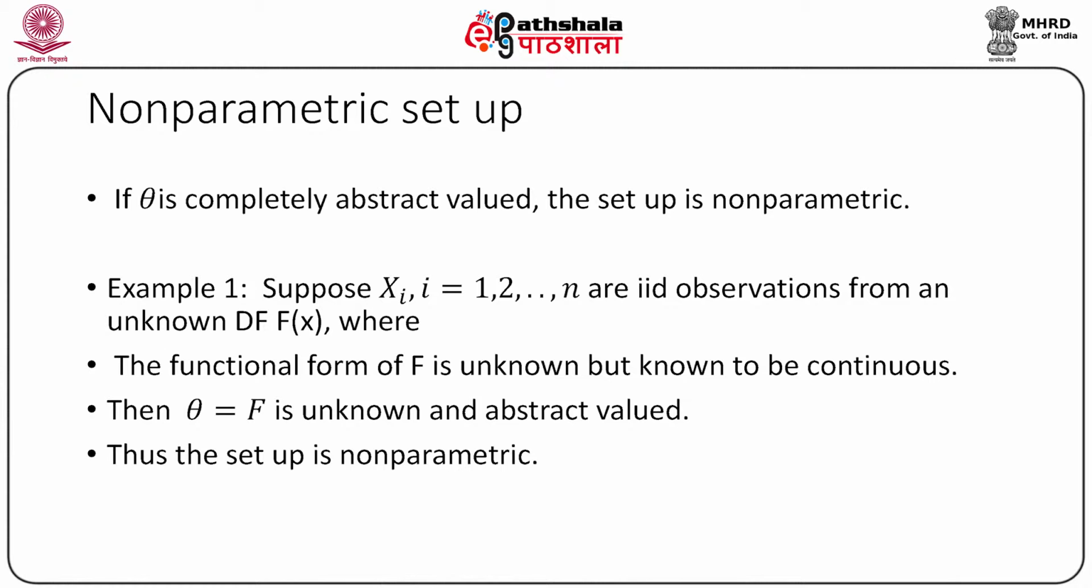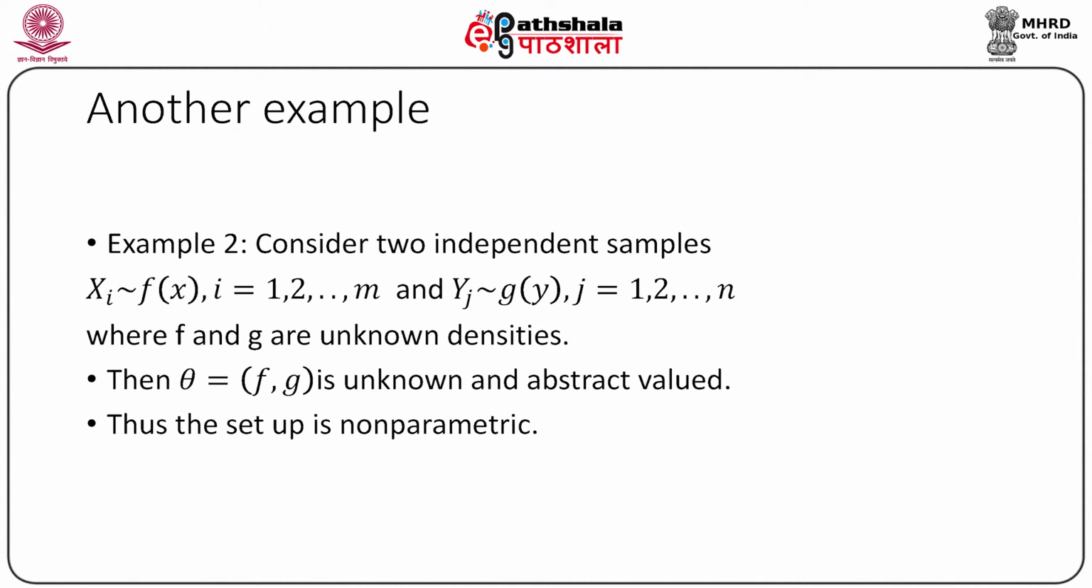Therefore, omega, the space of theta, is the class of all absolutely continuous distribution functions. Therefore, the setup is nonparametric. Let us consider another example with two samples. Suppose Xi, i from 1 to m, and Yj, j running from 1 to n, are two samples where Xi are IID observations from an unknown density f(x), Yj are IID observations from an unknown density g(x), where f and g are both unknown but known to be continuous.